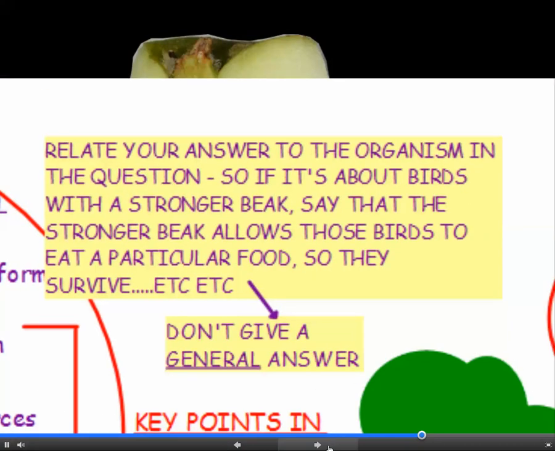So remember to relate your answer to the organism in the question. So if the question's about, for example, birds with a stronger beak, talk about that. Say that the stronger beak allows those birds to eat a particular food, so they survive, they breed, they pass on the gene for the stronger beak, and so on. Don't give a general answer. Don't just say those that are best adapted survive. You have to talk about the organism in question and what its adaptation is.